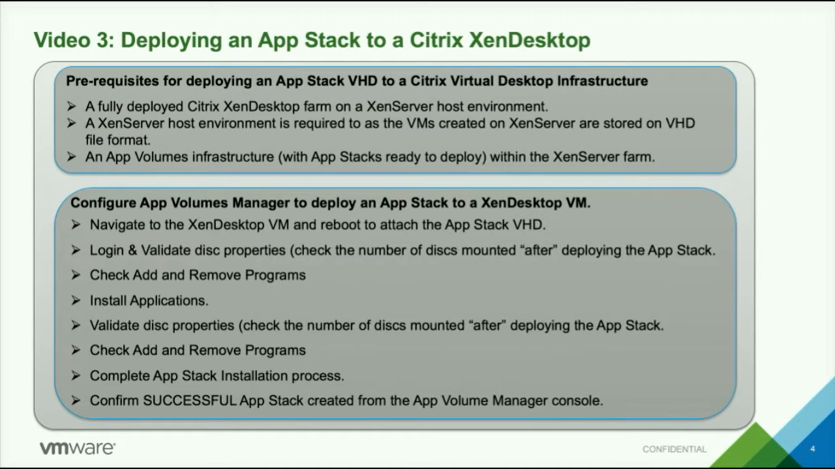In the third video, we will deploy the captured app stack to a Citrix XenDesktop VDI that already has the app volume agent installed. Do a pre-validation before the app stack has been assigned. Reboot the VM. Validate that the app stack has been assigned, the applications are visible, and open a file that is associated with an application within the app stack.